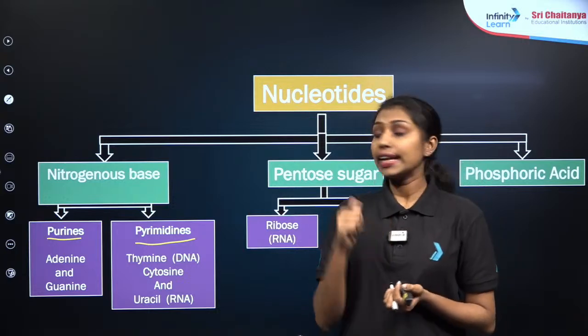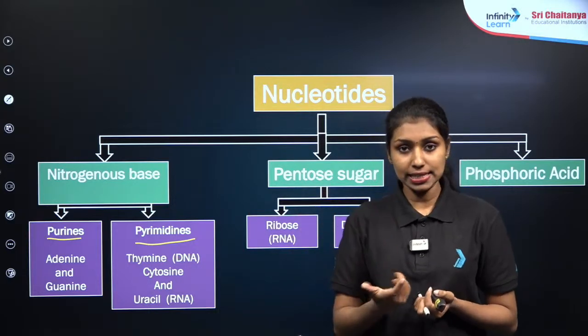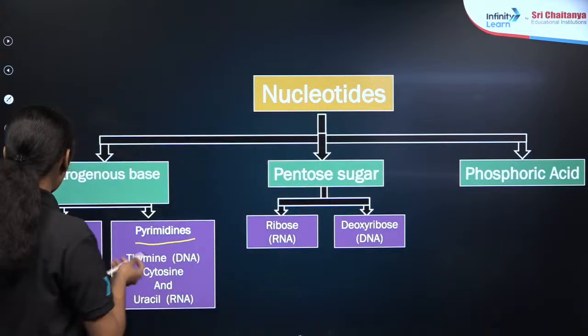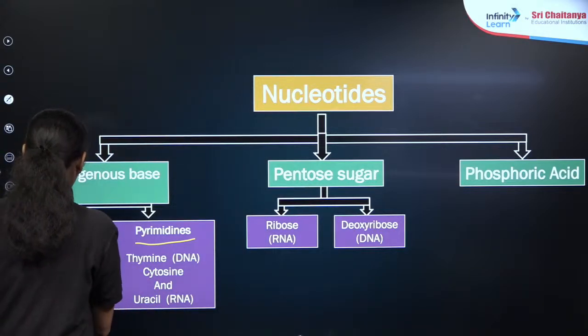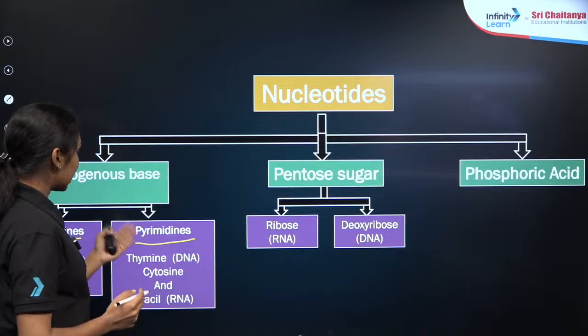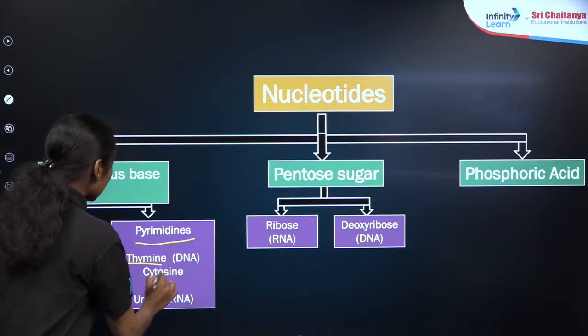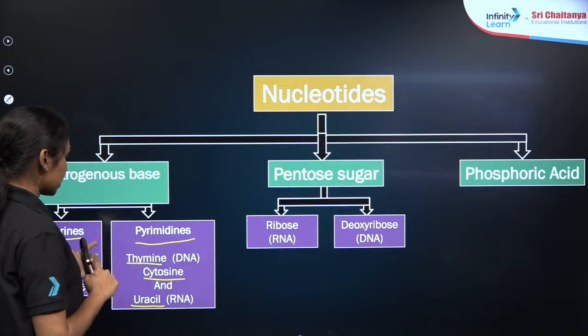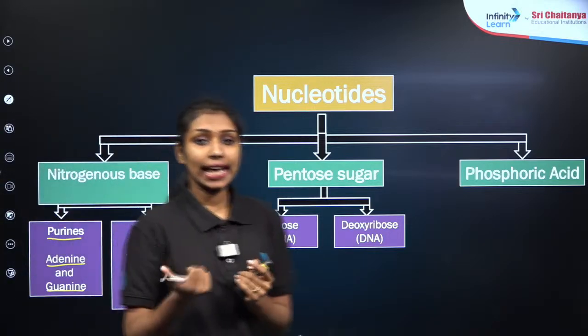So in total, in the case of nucleotides or nucleic acids, there are 5 nitrogen bases present. As you can see here, the first one is adenine, and then guanine. In the case of pyrimidines, there are thymine, cytosine and uracil. These are the 5 different types of nitrogenous bases. We will be discussing them in detail along with their structures.